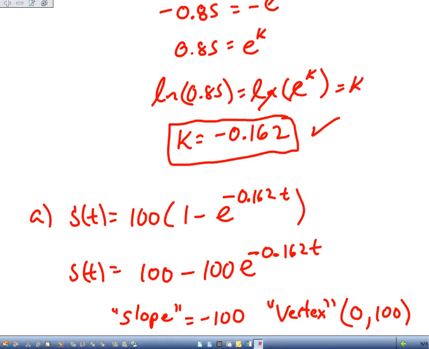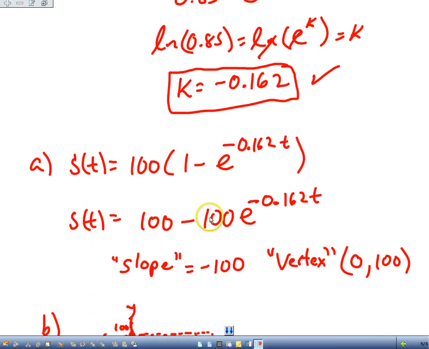Well, in class we talked about how to sketch it by finding the slope and the vertex. All right, so the first thing I'm going to do here is distribute the 100: 100 times 100, 100 times negative e to that exponent there. We get this expression here.